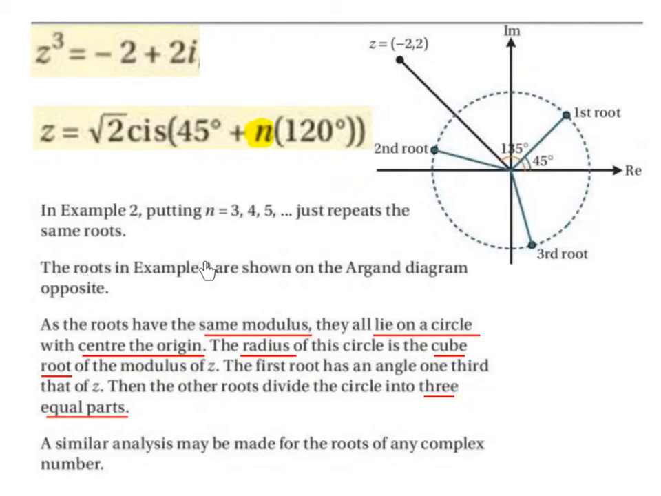The roots in example 2 are shown on the Argand diagram opposite, as we just went through. As the roots have the same modulus, they all lie on a circle with the centre at the origin. The radius of this circle is the cube root of the modulus of z. The first root has an angle one third that of z, then the other roots divide the circle into 3 equal parts. A similar analysis may be made for the roots of any complex number.